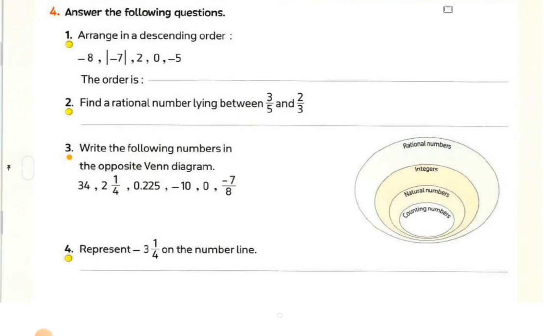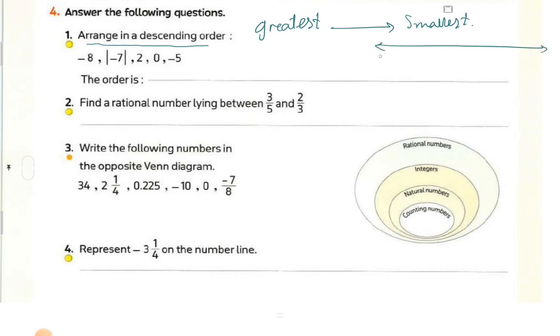Answer the following questions. Question number 1. Arrange in descending order. What is descending order? To start from the greatest going to the smallest. Note that we have a number line. Where is the greatest? To the right. Where is the smallest? To the left. And here we have 0. So to start from the greatest, start from the positive, going to 0 and then going to negative.